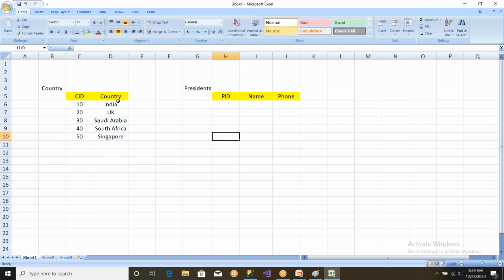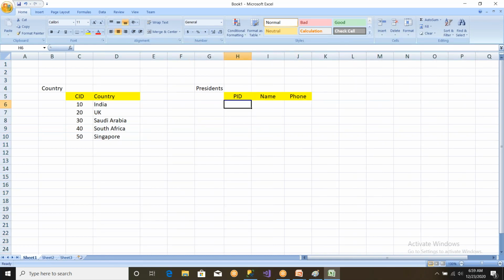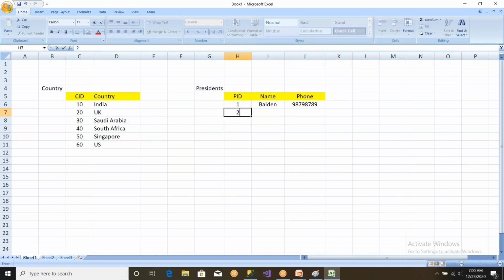I wanted to have the presidents for each and every country. So the presidents, number one, let us say we have US as well. A lot of countries are there. So here let us have Biden, and the phone number is something else. These are independent tables. We can have any data anywhere. So let us say Modi. He has some phone number. Now King George. Okay. So King George is for something.